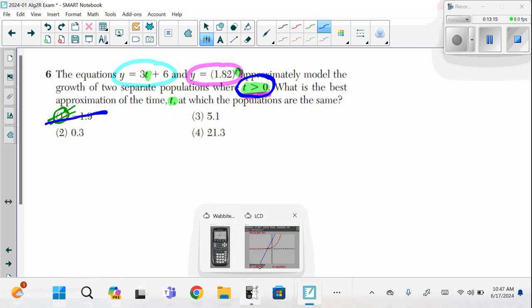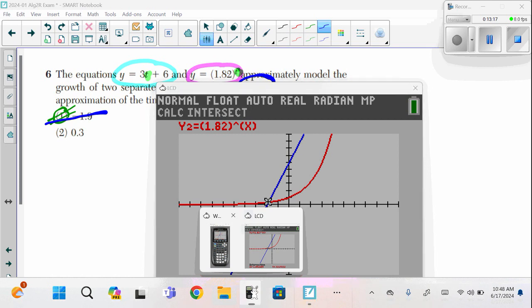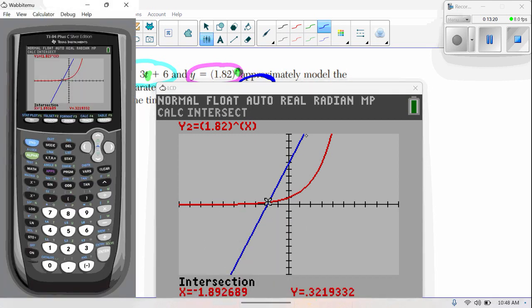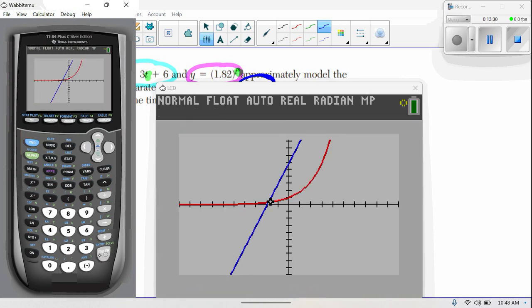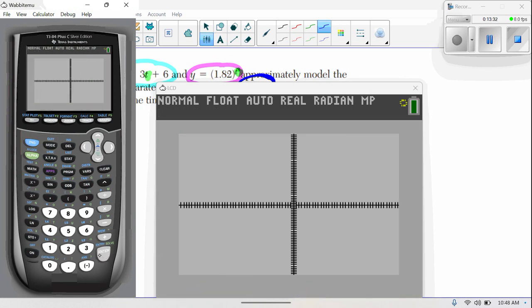So as I look at my graph, you might be saying to yourself, well, Visca, I don't see where it intersects. Keep in mind, off to the top right, they're going to intersect again. So let me see higher up. I can just zoom out. I could have changed my window, but I'm just going to zoom out. And here comes 3t plus 6. And here comes 1.82 raised to the t, or the x, we should say. Bam, there's that second point of intersection right there.